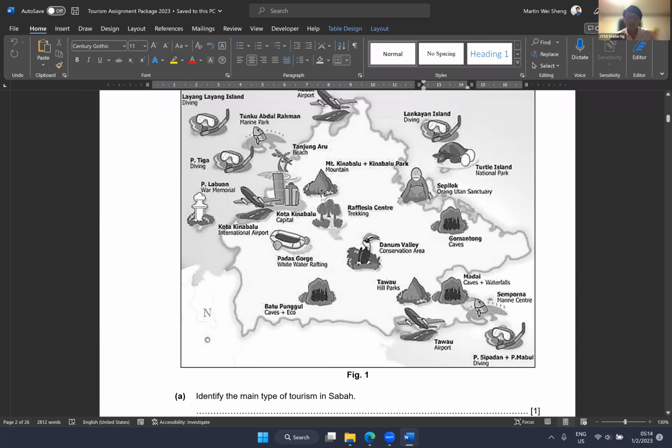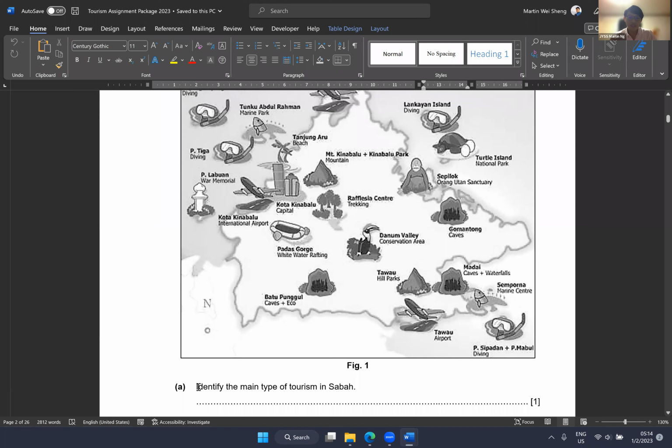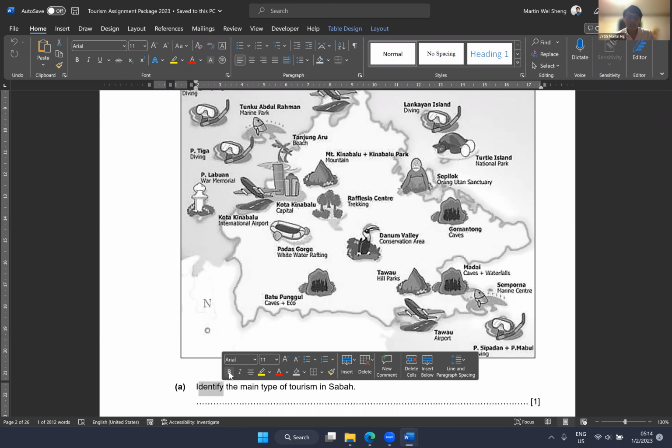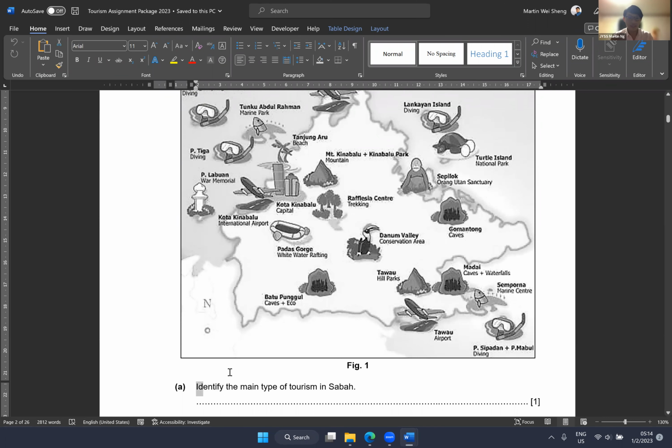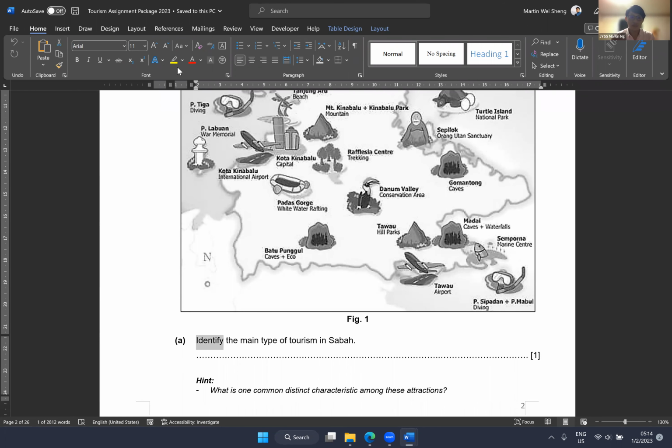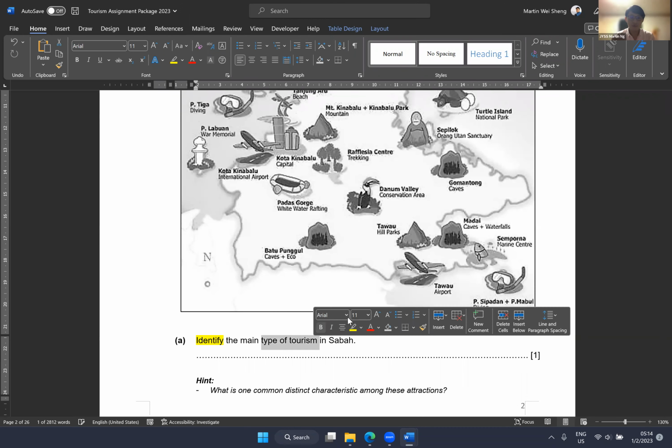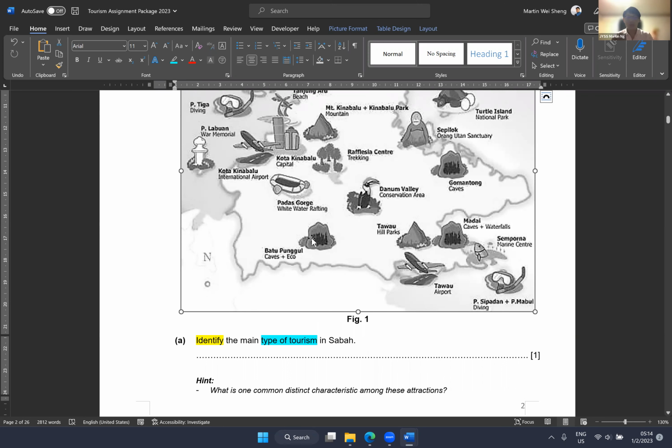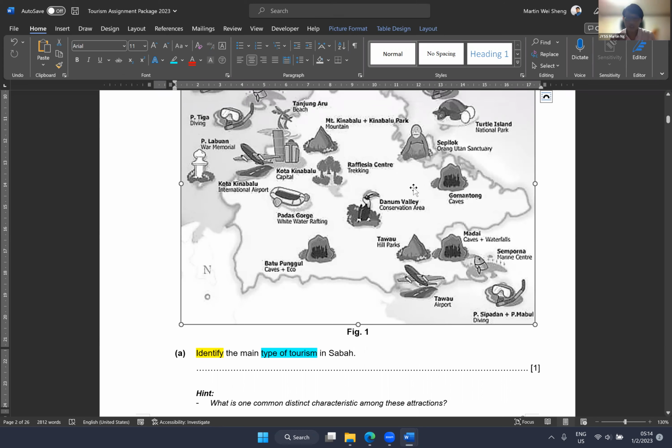So we take a look at the figure. Okay, then the question is asking us, identify the main type of tourism in Sabah. Okay, so the command word is identify, so you will need to highlight this. Question focus is type of tourism. Okay, at the same time, they also say main type, so try to look out for the majority type of tourism over here.